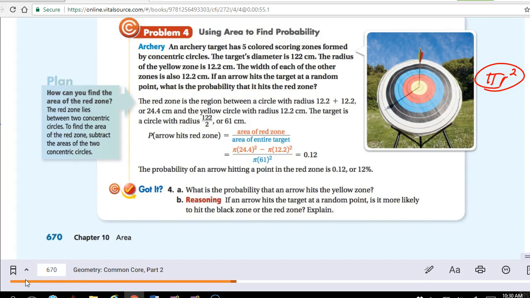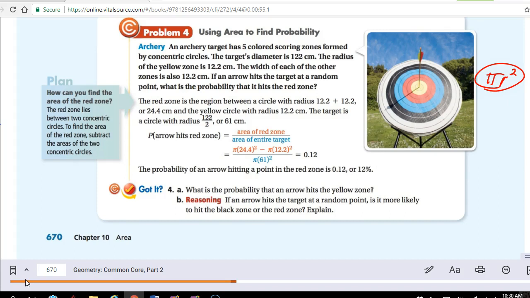And then, of course, if you're going to find probability, you're dividing that over the area of the whole circle, which is pi times 61 squared. Then mathematically, you can load these into your calculator, and when you get done, you should get 0.12, which is approximately 12%. All right.